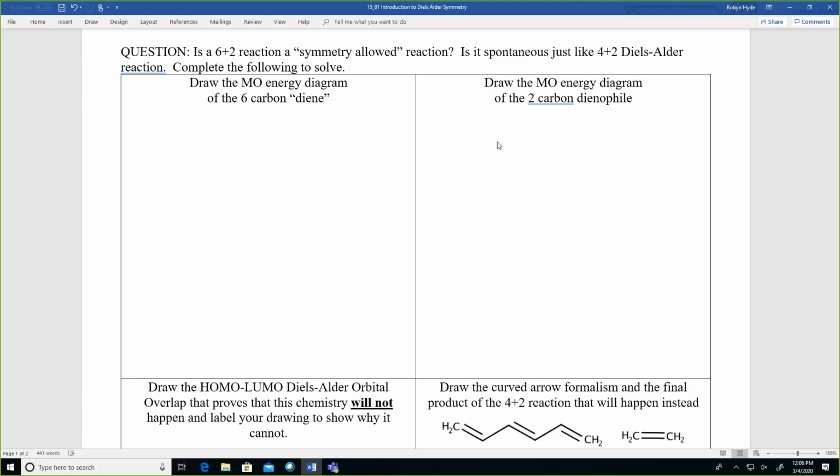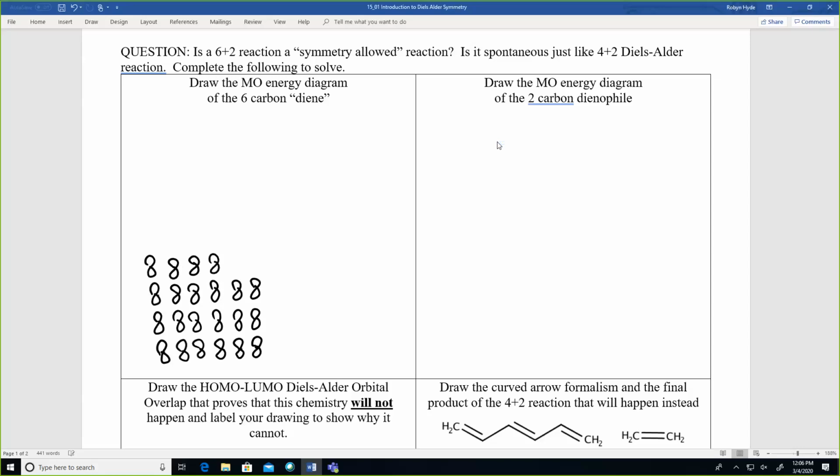Okay, so if I have 6 carbons and I'm drawing the energy diagram for a 6-carbon system, how many individual p orbitals did you draw? 6, okay? And so 1, 2, 3, 4, 5, and 6. And then how many energy levels are in the energy diagram? 6. And so that would be 1, 2, 3, 4, 5, 6. I'm not going to take time to draw them all out, but this will give us enough so you can compare your answers to mine.